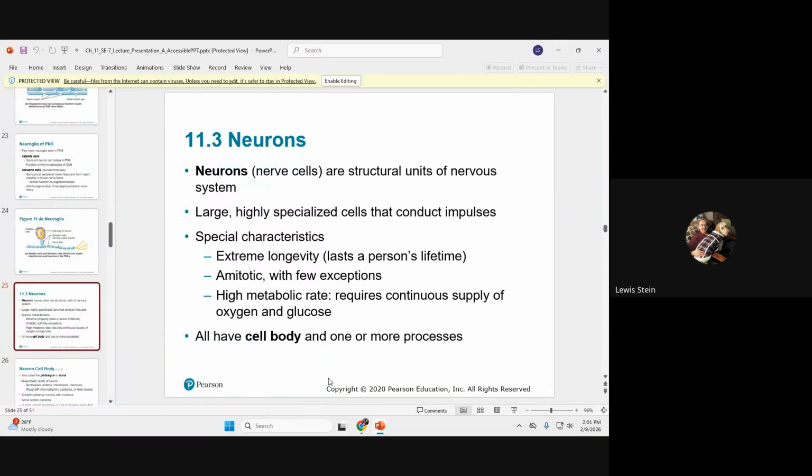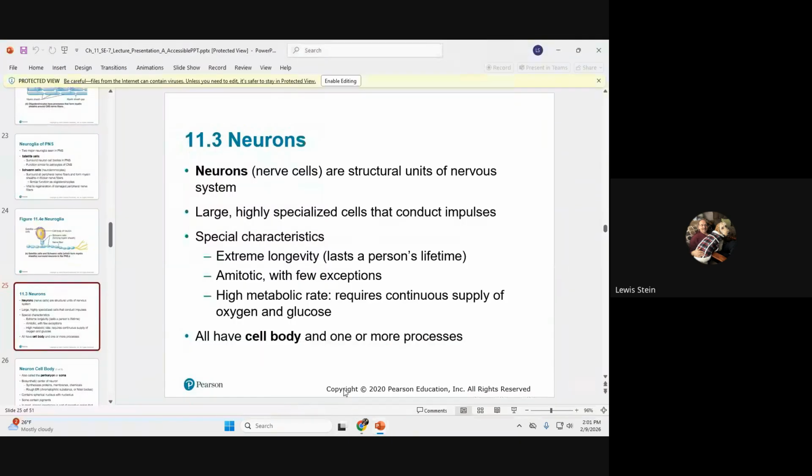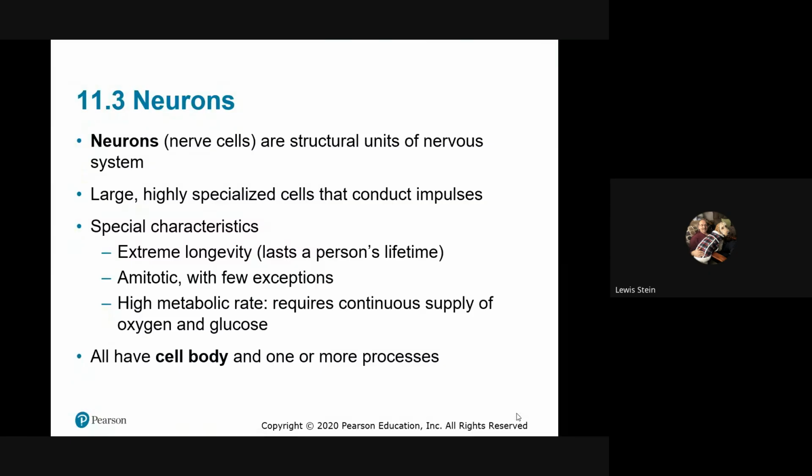Let's see. We talked about the glial cells, which are really important. But let me make sure I didn't start yet, did I? Oh, I did. So apologies for my distraction. Can't help it. Life is like that.